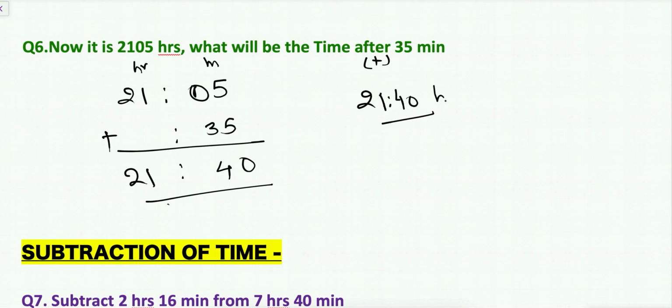21:40. So 21:40, what will be 21:40? It is 9:40 p.m. according to the 12-hour system, and 21:40 according to the 24-hour system.